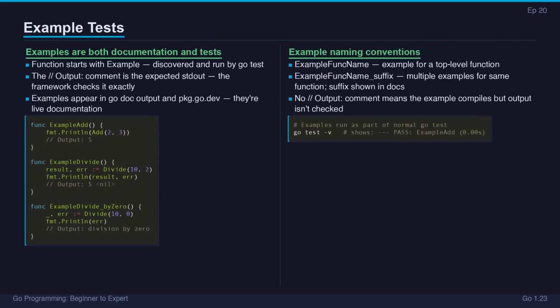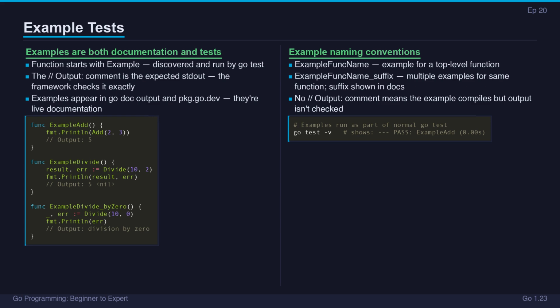Example functions serve double duty. They're tests that verify output, and they're documentation that appears in GoDoc and on pkg.go.dev. The naming convention is Example followed by the function name, ExampleAdd. The key feature is the // Output: comment at the end. The testing framework captures stdout from the function, compares it to the comment, and fails if they don't match. If you change the function's behavior and forget to update the example, go test catches it.